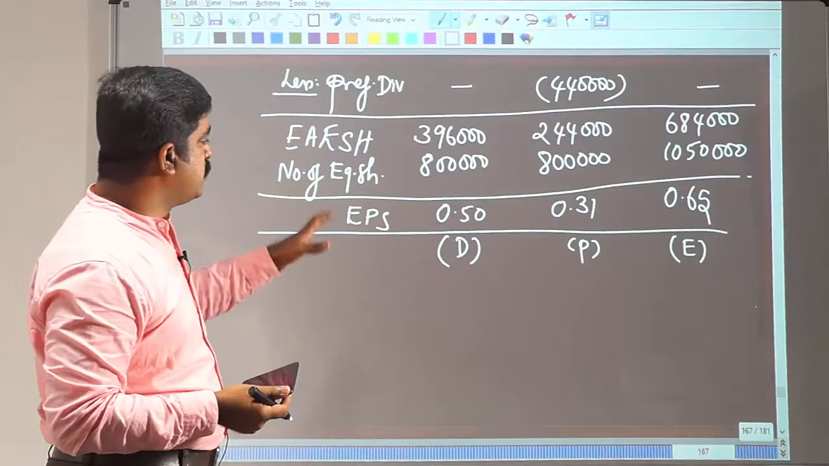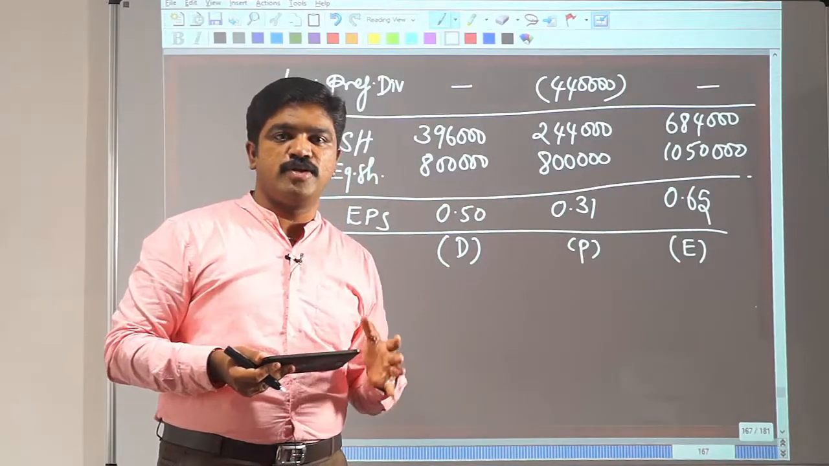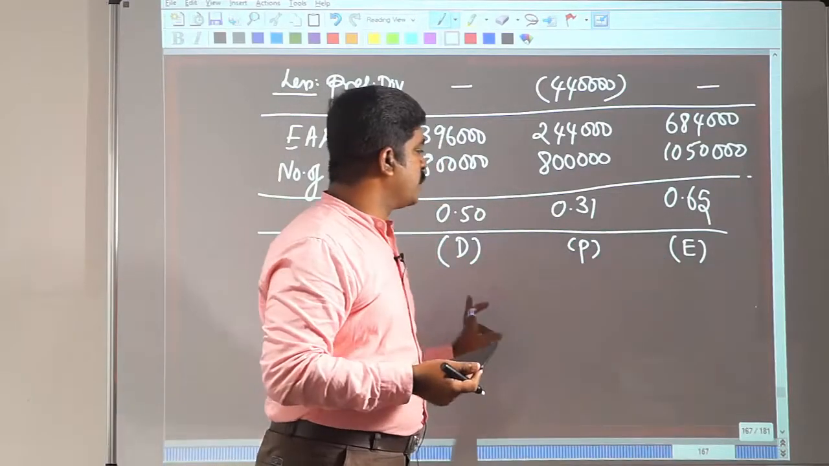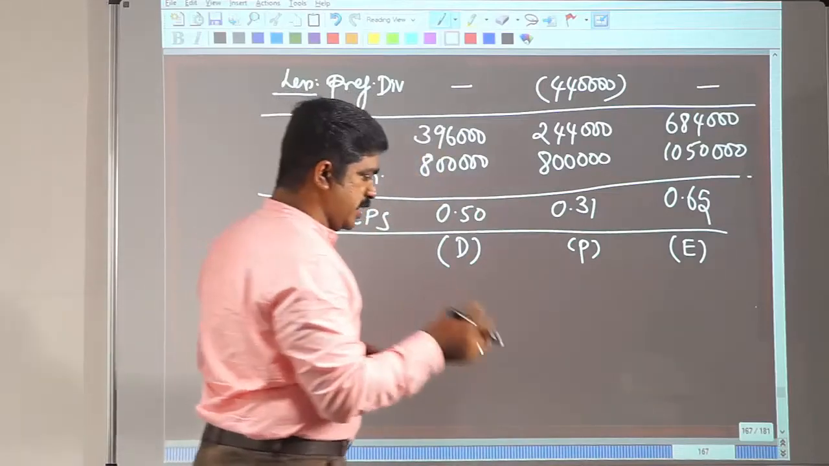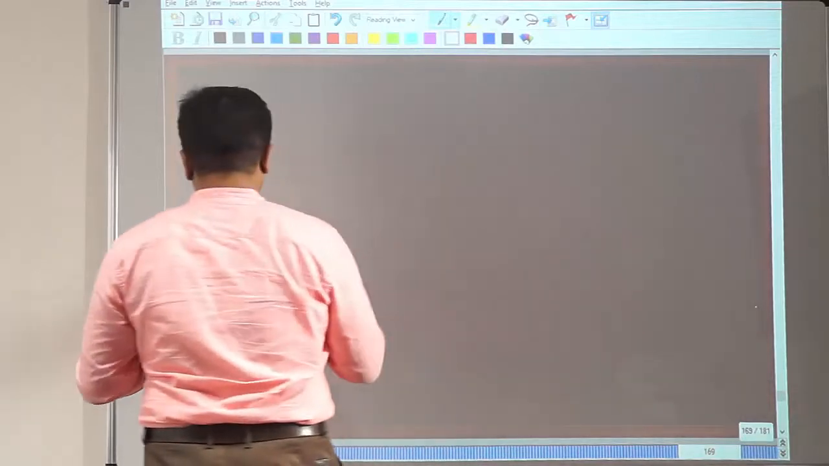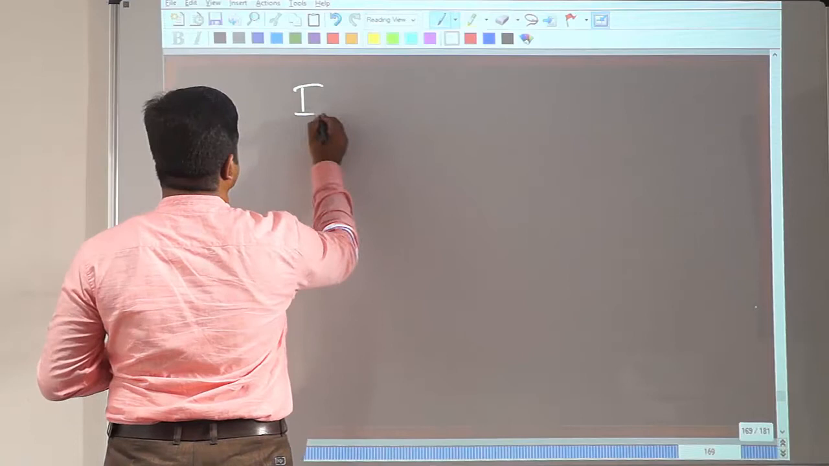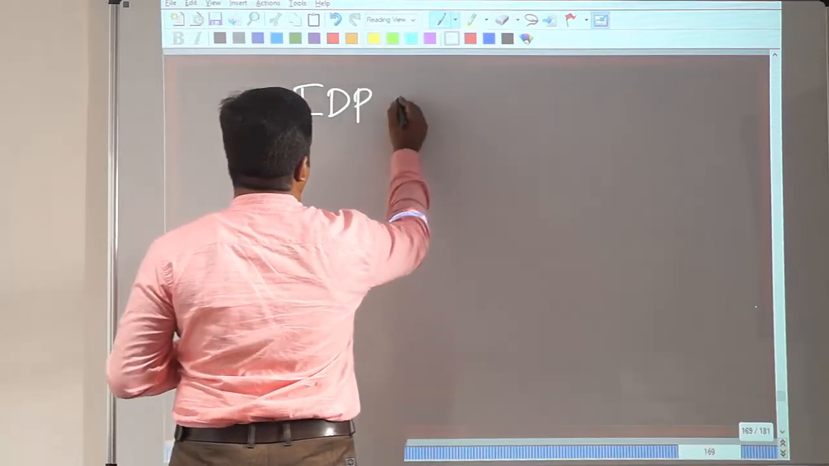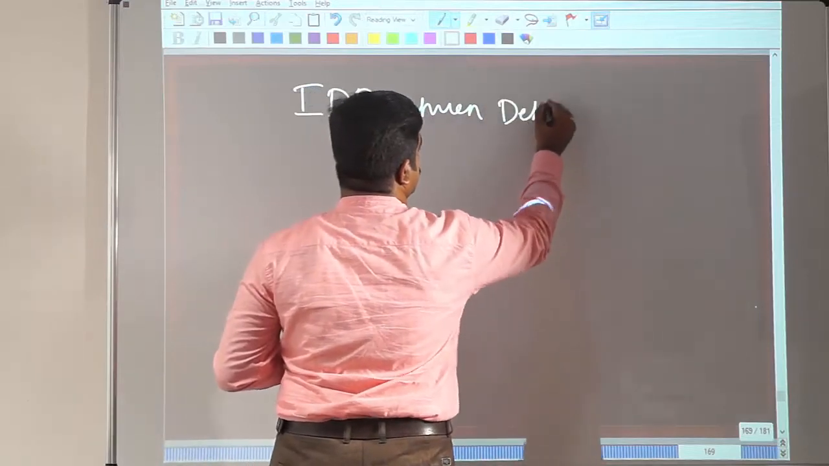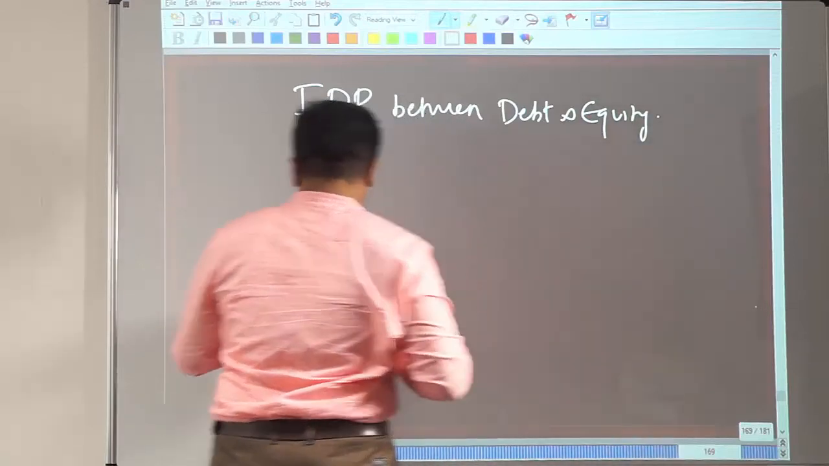Now we'll keep this information as a base, but let us also try to find out what is the indifference point between debt and equity before plotting. So let me do that. Indifference point between debt and equity. And how do we find out the indifference point?